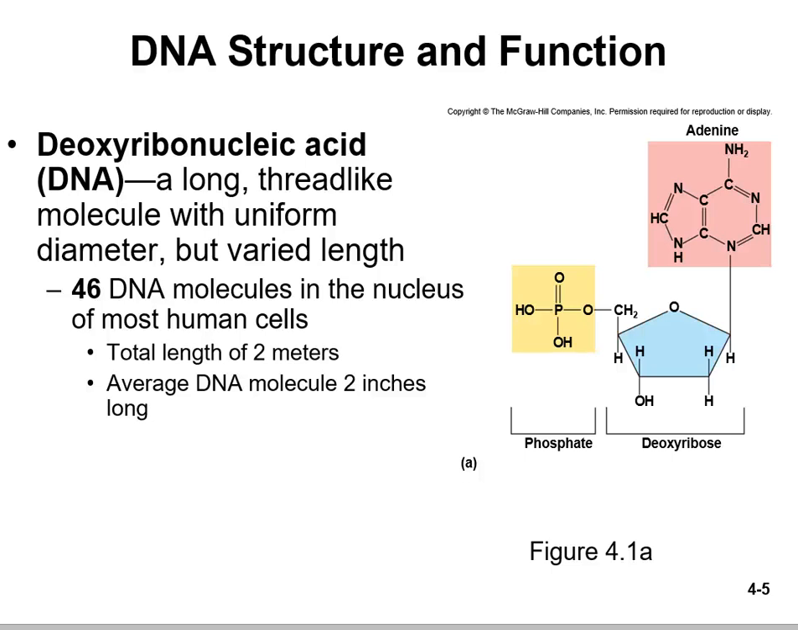So humans have 46 chromosomes in their cells, 23 of which come from your mother and 23 come from your father. The average DNA molecule that fits on each of the chromosomes is about 2 inches long. Over to the right, we see a picture of one of DNA's nucleotides. It's the adenine nucleotide, adenine being the nitrogenous base, deoxyribose being the sugar, and then we can see the phosphate group.